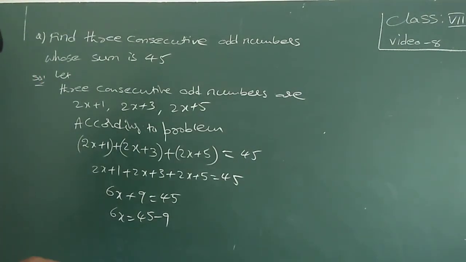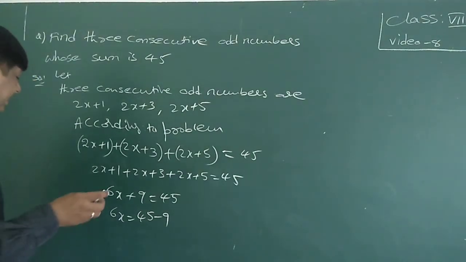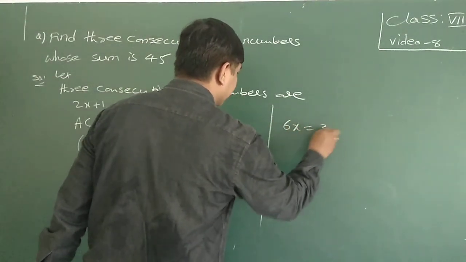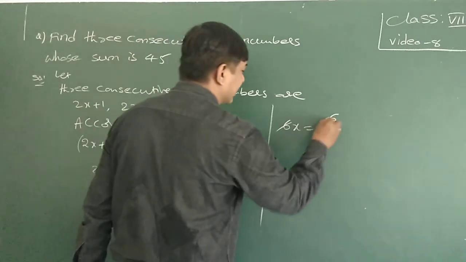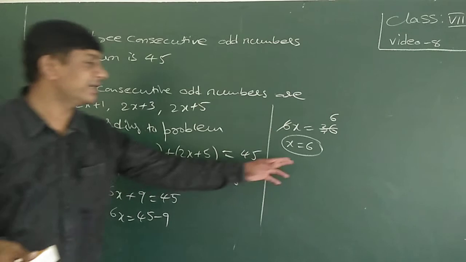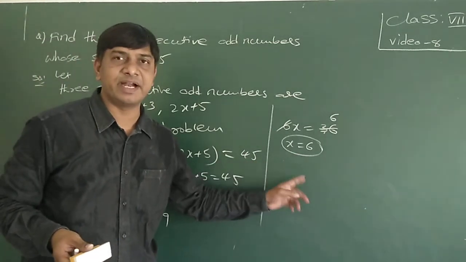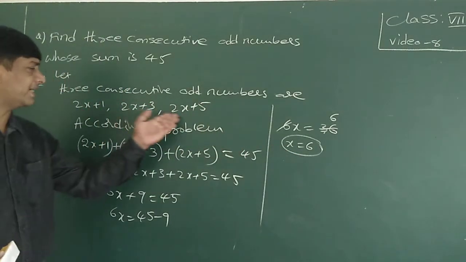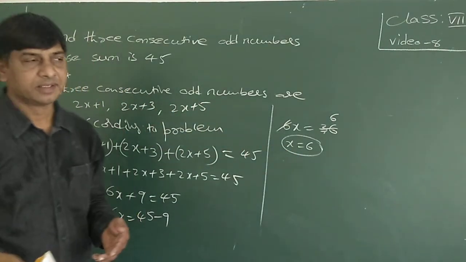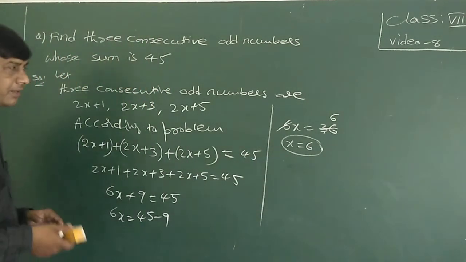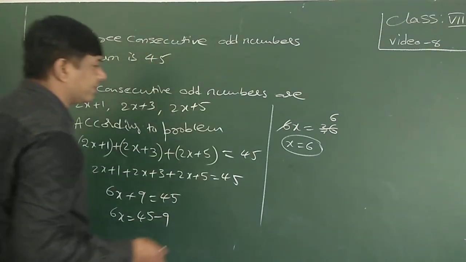45 minus 9 is 36. So 6x is equal to 36, and x is equal to 6. Sir, you got an even number. This is not my required number. My required number is found when you substitute this x in these numbers. Okay, this is not my required number. Keep it in mind.